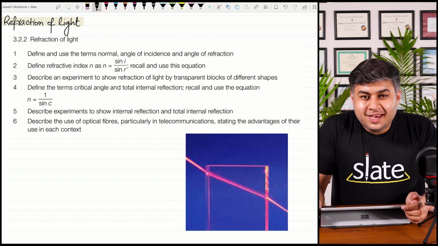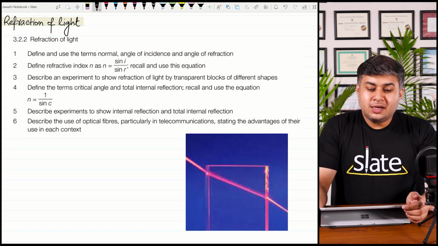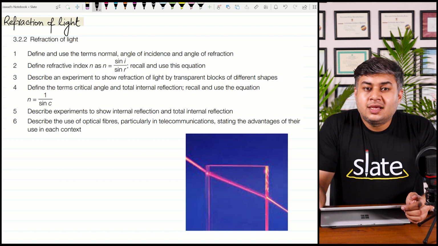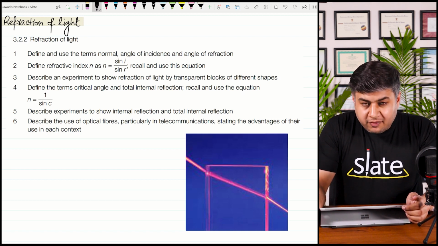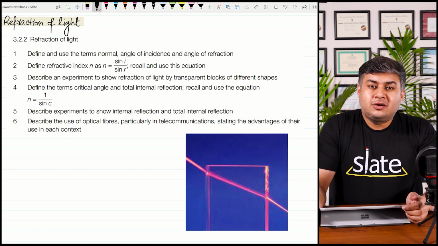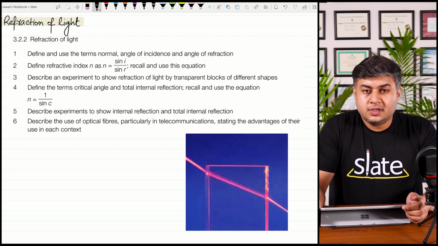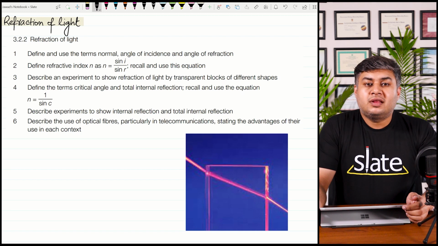Hello students. In this class of Slate Physics, we will continue with the topic of refraction. जैसा कि आपने देखा कि इसके पार्ट 1 वाली वीडियो में we have defined all the terminologies related to refraction including angle of incidence, angle of refraction and refractive index.